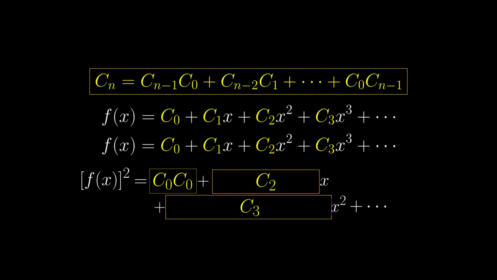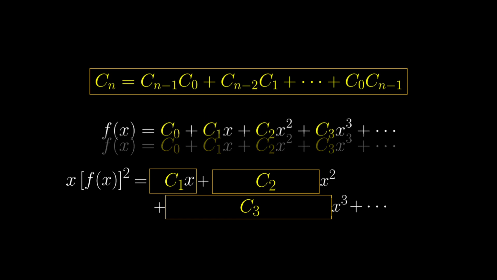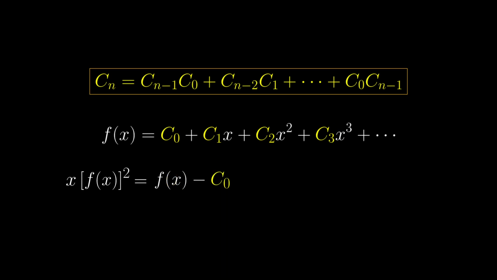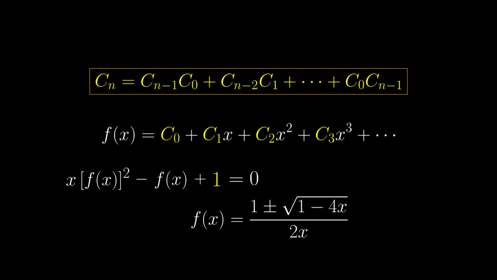The constant term is 1 anyway, so we can view it as C1. Now multiply x on both sides, and compare this with the original form of f of x. It only misses by a constant term C0, which is defined to be 1. Rearranging, we have this relation that is quadratic in f of x. So by using the quadratic formula, we can solve for f of x.